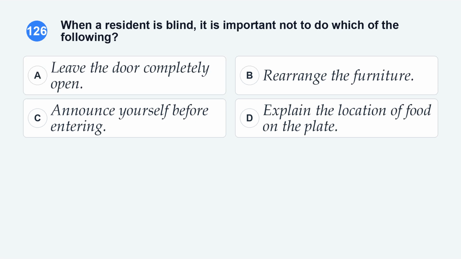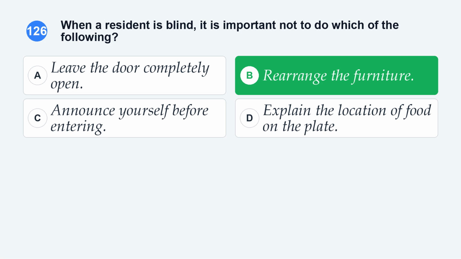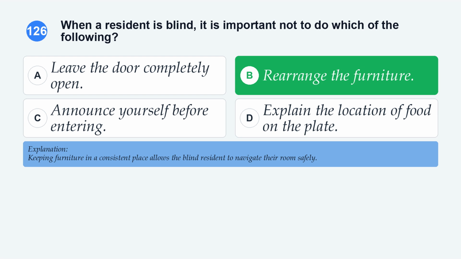Question 126. When a resident is blind, it is important not to do which of the following? Option A. Leave the door completely open. Option B. Rearrange the furniture. Option C. Announce yourself before entering. Option D. Explain the location of food on the plate. The correct answer is option B. Rearrange the furniture. Explanation. Keeping furniture in a consistent place allows the blind resident to navigate their room safely.